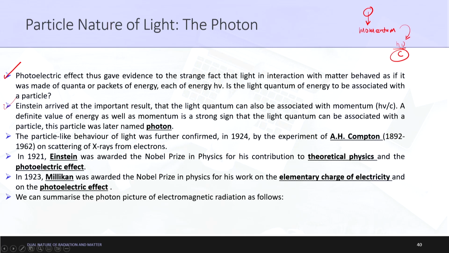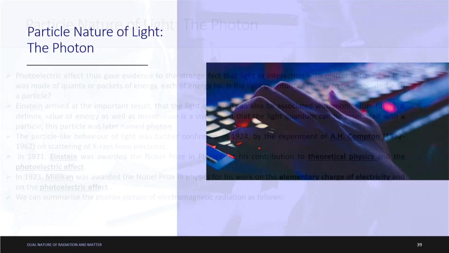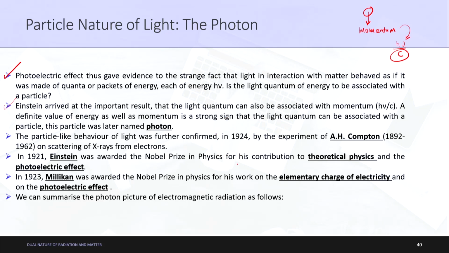The particle-like behavior of light was further confirmed in 1924. Please look at the data. Till Millikan, as you can see here, in 1916 he finally proved Einstein's photoelectric equation, and after that, in 1924, after about 8 years, this particle-like behavior of light was further confirmed by the experiment of A. H. Compton on scattering of X-rays from electrons. In 1921, Einstein was awarded the Nobel Prize in Physics for his contribution to theoretical physics and the photoelectric effect. In 1923, Millikan was also awarded the Nobel Prize in Physics for his work on the elementary charge of electricity and the photoelectric effect. He also proved that Einstein's theory was correct.